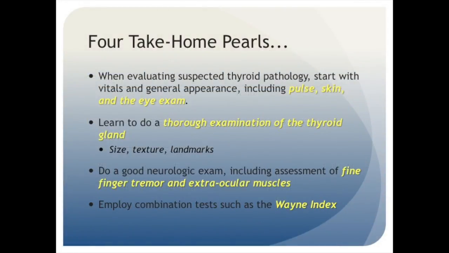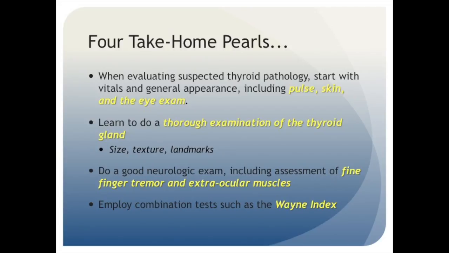In conclusion, let's review 4 take-home pearls from this video. First, when you're evaluating a patient you suspect may be hyperthyroid, start by looking at the vitals and the patient's general appearance. That includes assessing their pulse, their skin to see if it's moist and warm, and their eyes to see if they have the classic thyroid stare or any lid retraction.